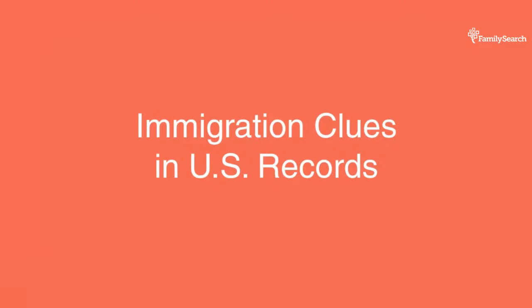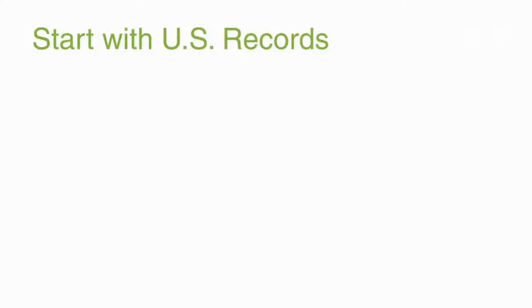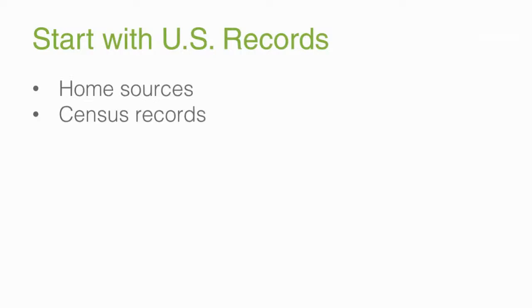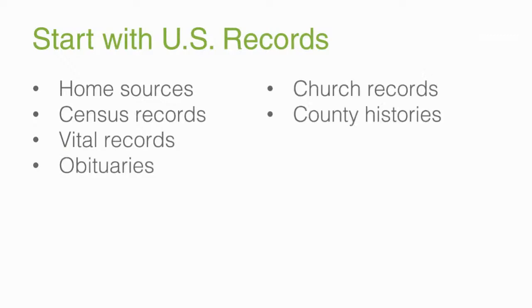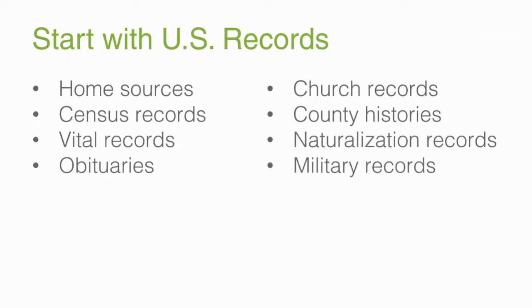Okay, so next let's talk about the clues that you'll find in other U.S. records about an ancestor's immigration, because we do want to start by focusing on U.S. records and gather all of those clues so we can know which Johann Schmidt is ours in Germany. So we do start with those U.S. records. That includes things like home sources, census records, vital records, obituaries, church records, county histories, naturalization records, military records, and there's probably other records as well.